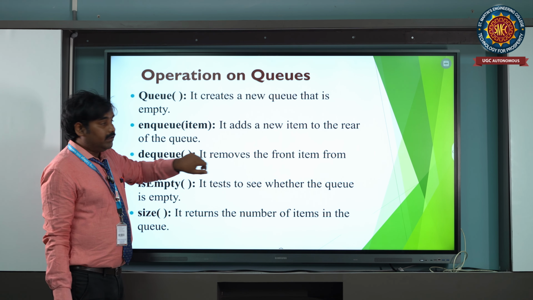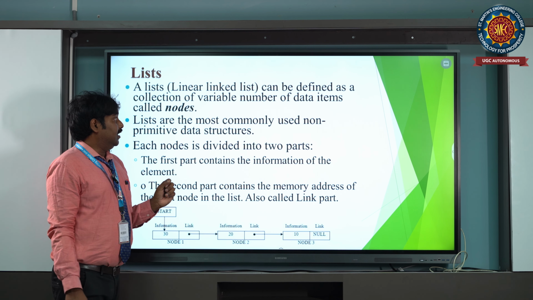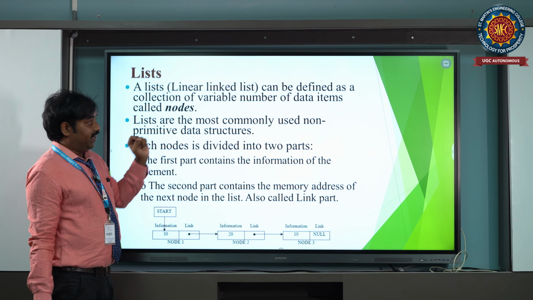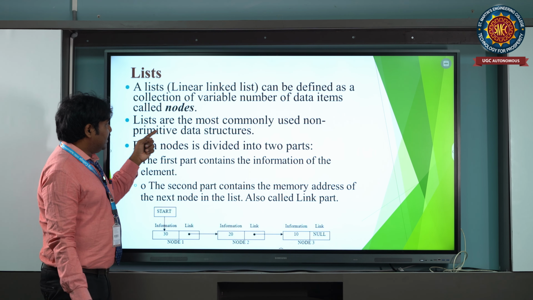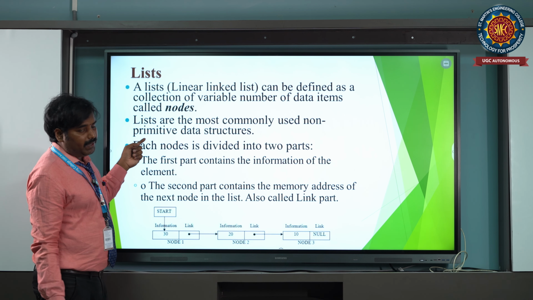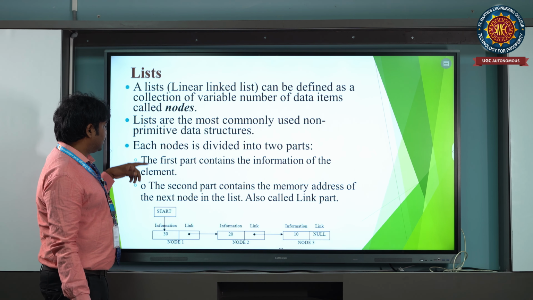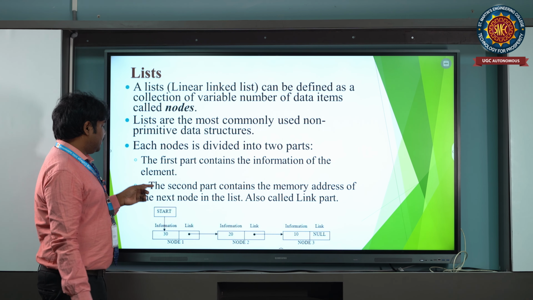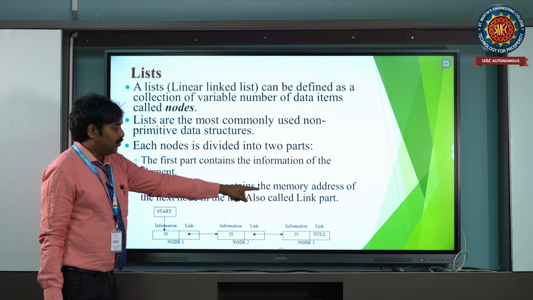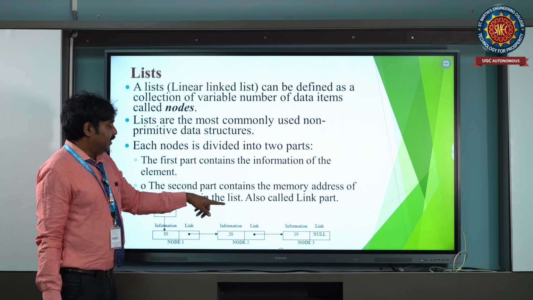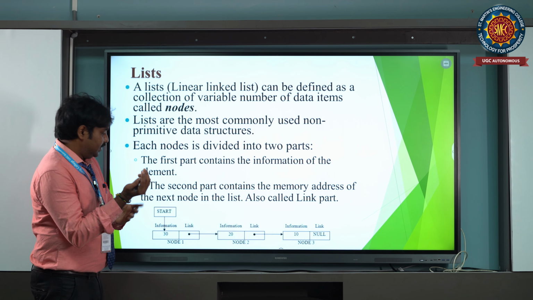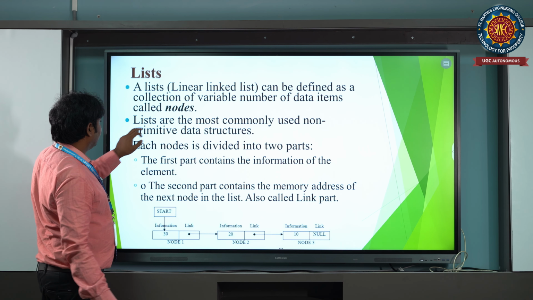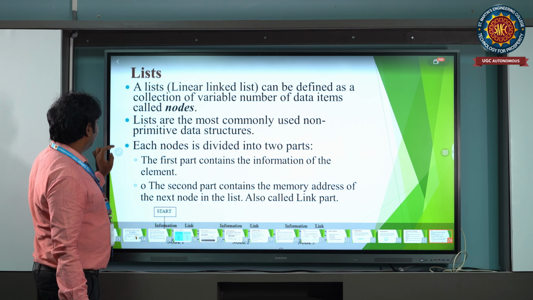Next, about the list. A linked list can be defined as a collection of a variable number of data items called nodes. Lists are the most commonly used non-primitive data structure. Each node is derived from two parts. The first part contains the information of the element. The second part contains the memory address of the next node in the list, also called the link part. So this starts from the information. This is the information.